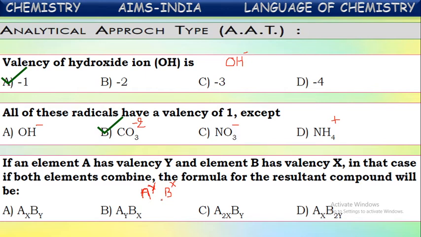According to crisscross method rules, first we write the positive and negative ends, one next to another. Next we crisscross these numbers. X is written at the base of A and Y is written at the base of B. Now the formula will be AxBy. So the formula of the compound formed from A and B is AxBy.